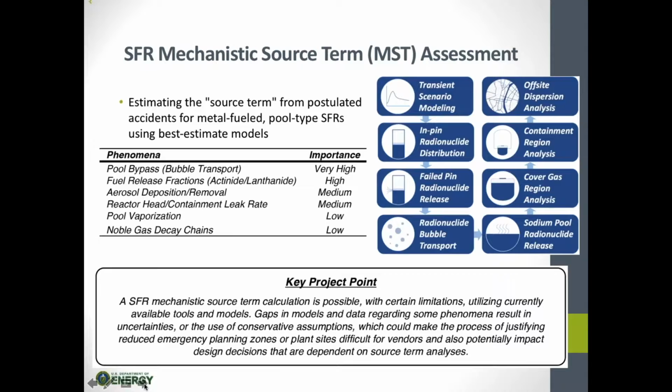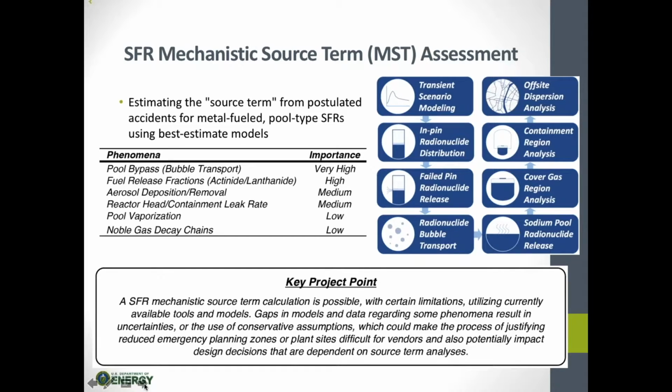From this trial mechanistic source term calculation, we have determined that while a mechanistic source term calculation for sodium fast reactors is currently possible with current tools, to reduce the over-conservatisms that have been developed from these tools, we need to address several gaps which have been identified as part of this trial.